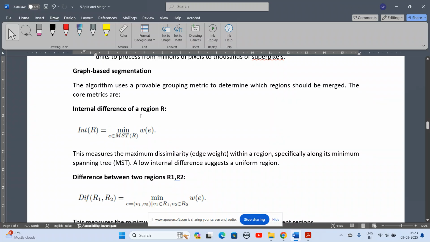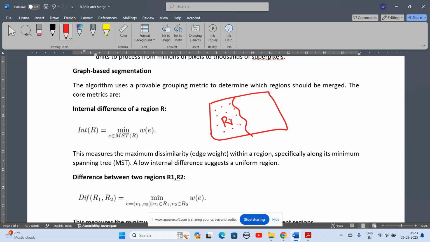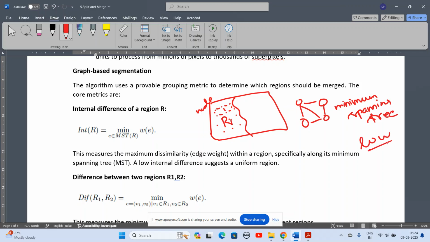Then graph-based segmentation: we will map the region pixels into graphs. Assume we have a particular region R, the internal difference of region R, meaning this is your entire image, and we have divided the region R here. Here we will have pixels; all the pixels are considered nodes, and the connections between nodes are called edges. So we will have a graph now. We will draw the minimum spanning tree out of this, to find the low weight among these.